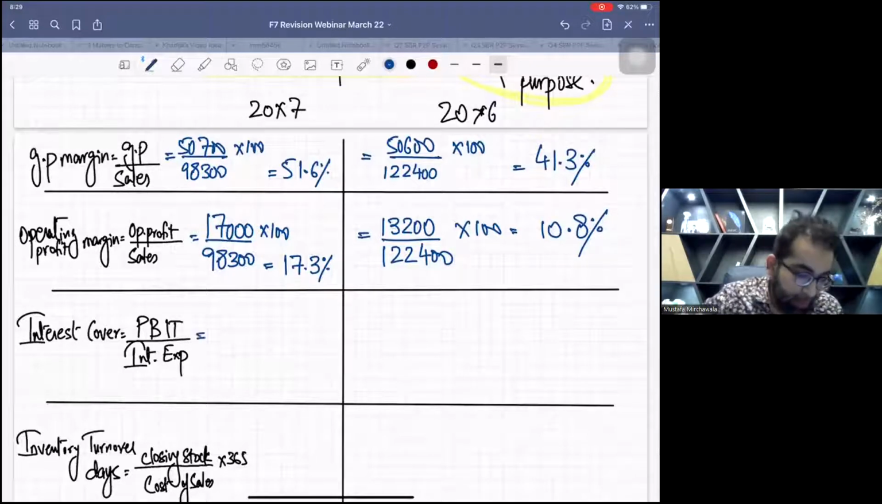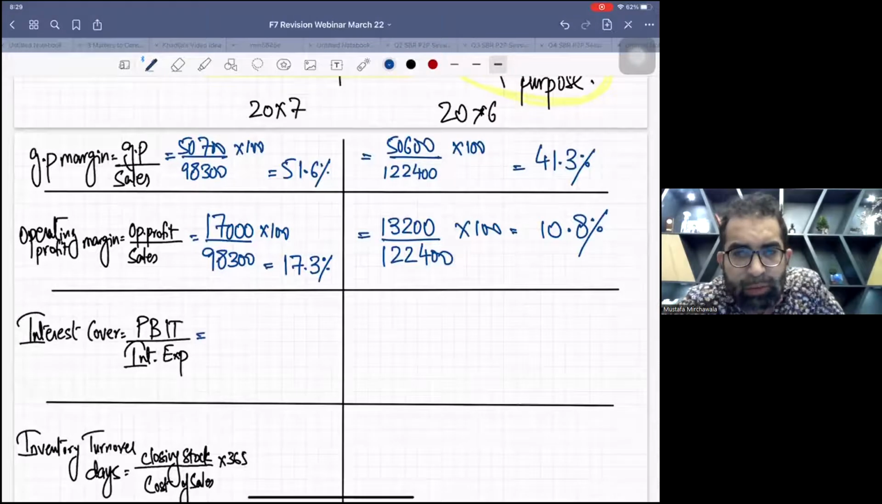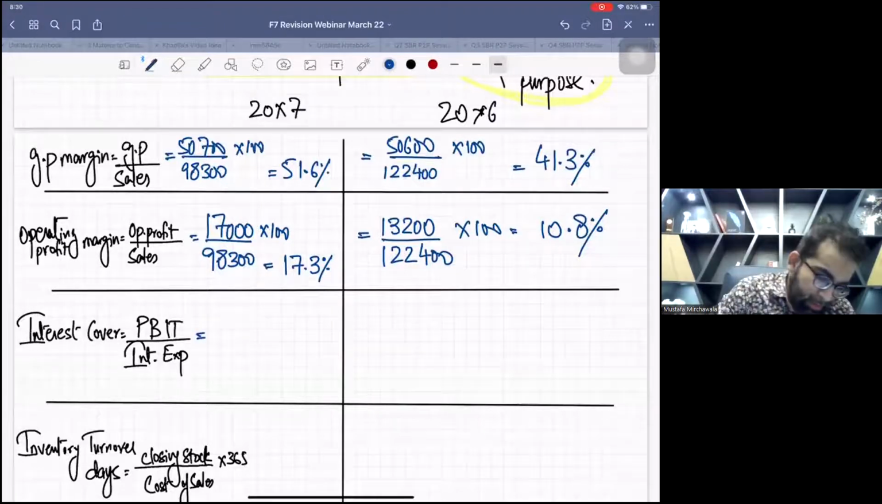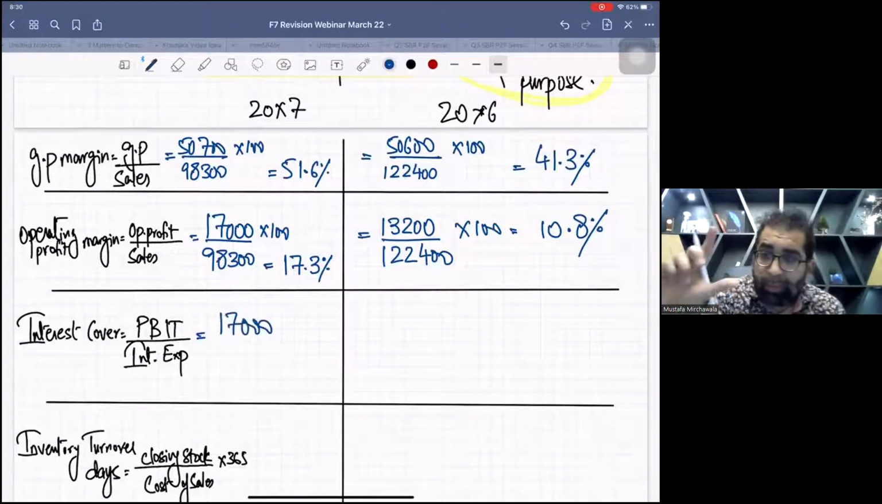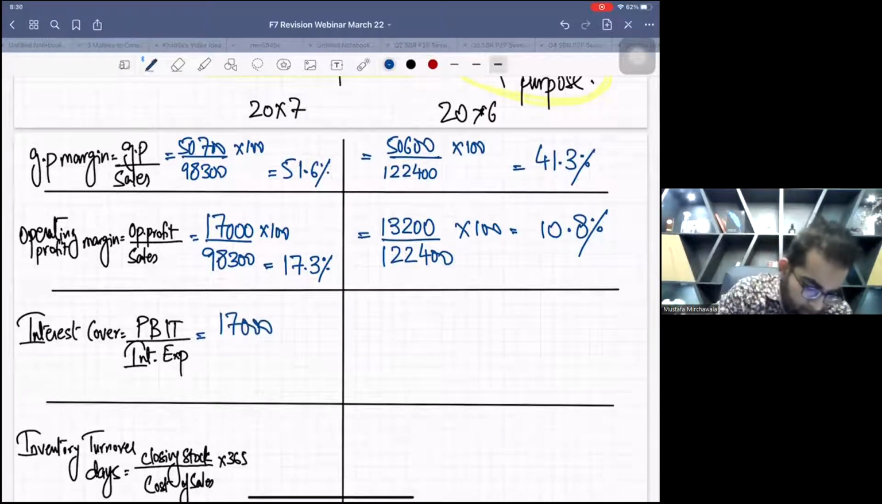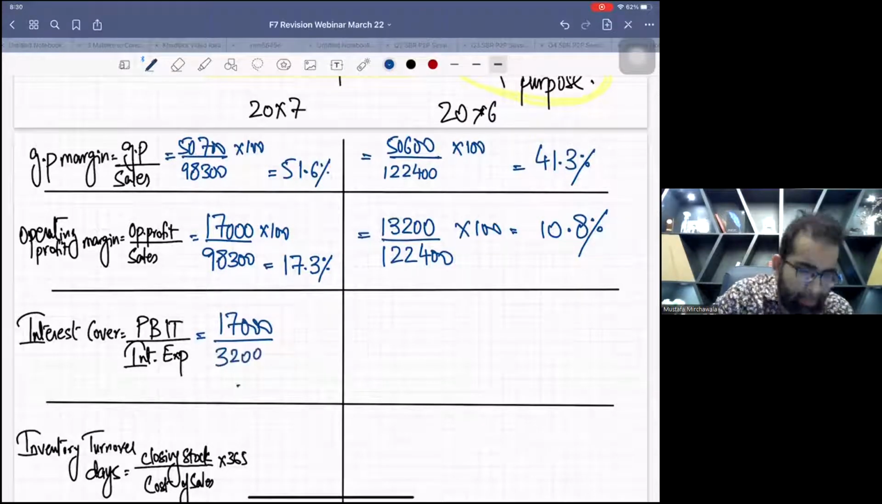Now, interest cover shows the interest paying ability of a company. So what's the formula? The formula is PBIT divided by interest expense. PBIT is 17,000. You have the picture. I told all of you to take a picture of the question. Divide by interest expense, here 3,200. So the answer will come in times. It is 5.3 times.